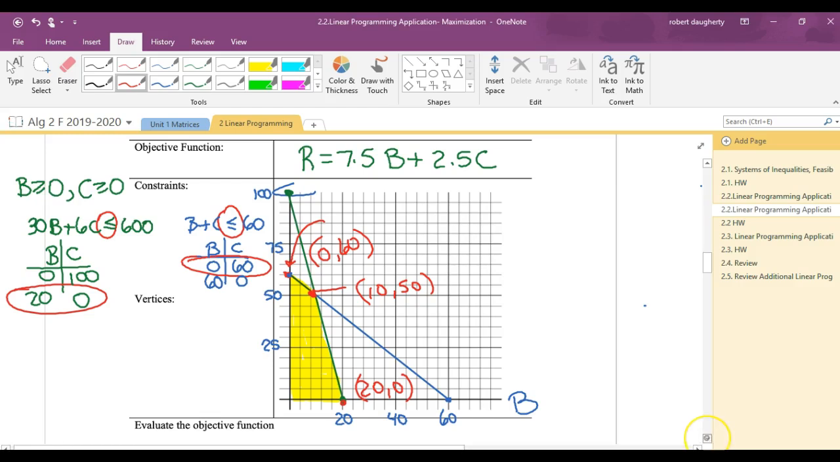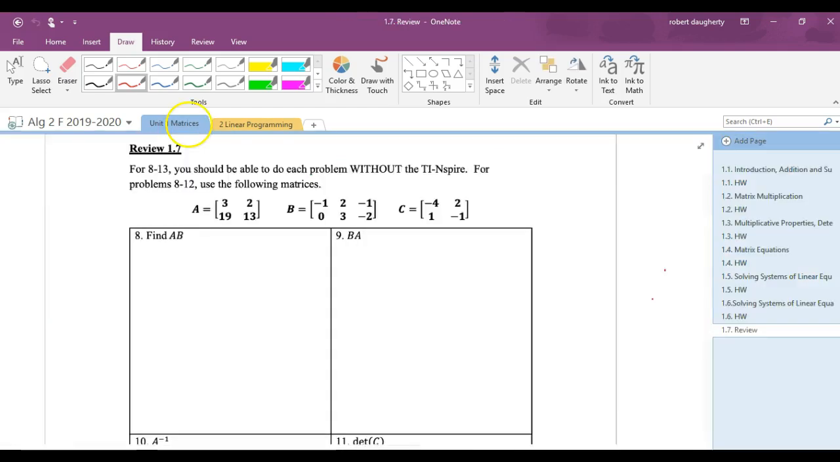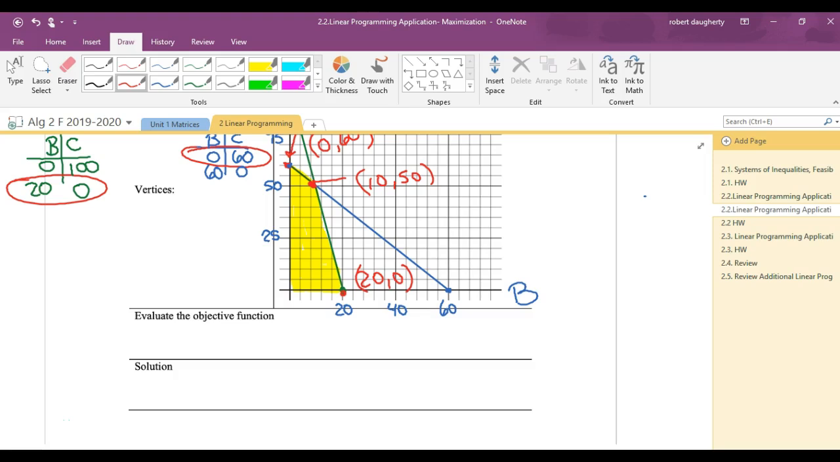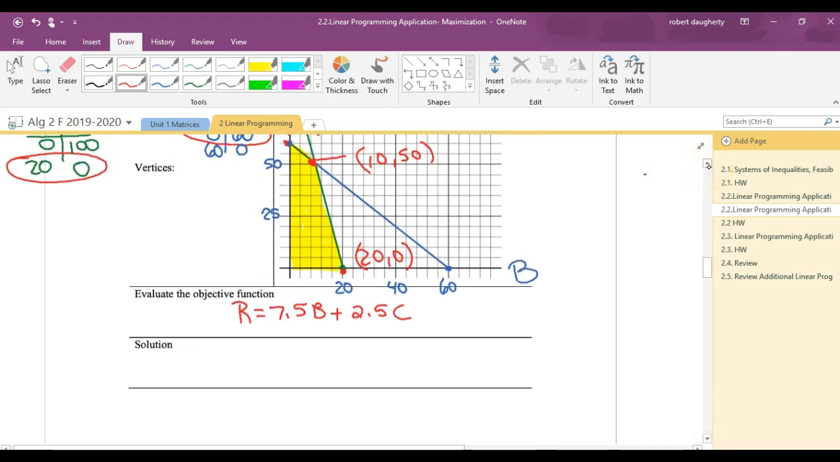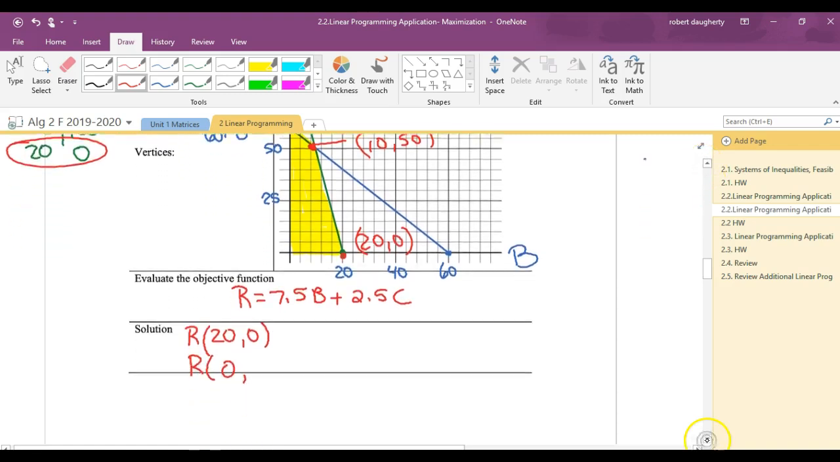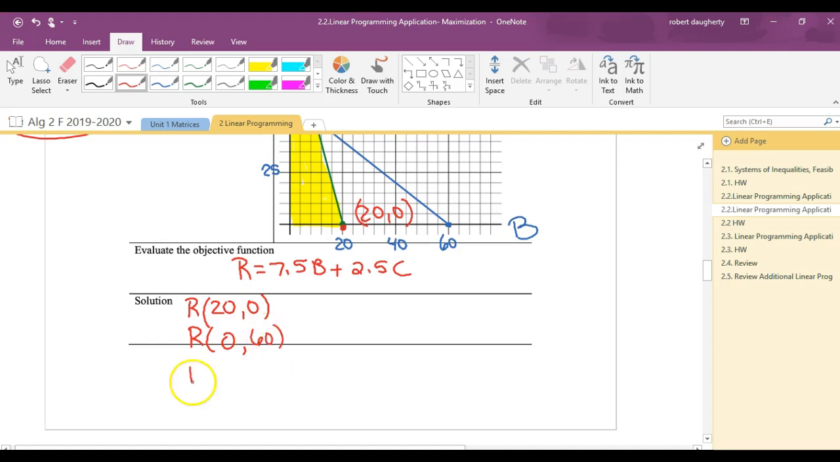Now I just need to evaluate each of these points. So I'm going to evaluate the objective function. Again, the objective function was what? My revenue was 7.5 for every bus plus 2.5 for every car. So let's evaluate that at each of these points. I'll evaluate the revenue at the point (20, 0), the point (0, 60), and the point (10, 50).